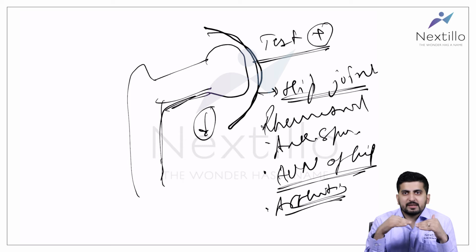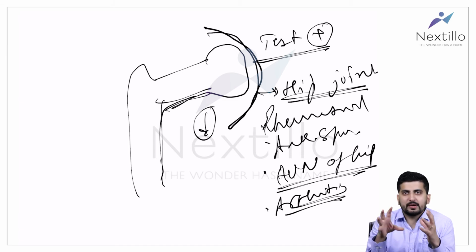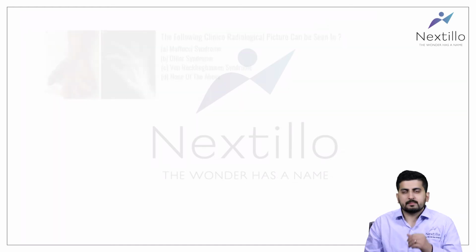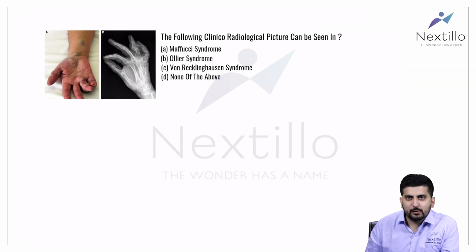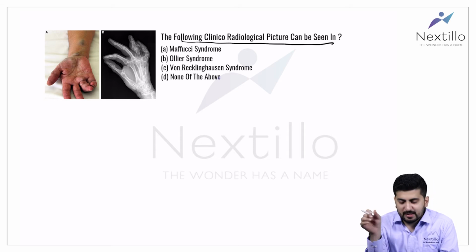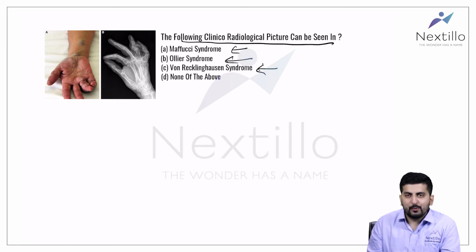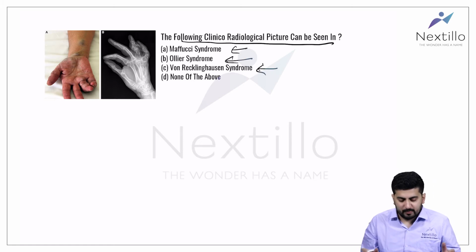If any of these, fulcrum, lever arm, or the force vector, is affected, then the pelvis will droop onto the affected side, and that is known as a positive Trendelenburg test. So in this next question, the examiner asks you, the following clinico-radiological picture can be seen in which of the following scenarios? Now the options given are Maffucci syndrome, Ollier syndrome, von Recklinghausen syndrome, or none of the above.